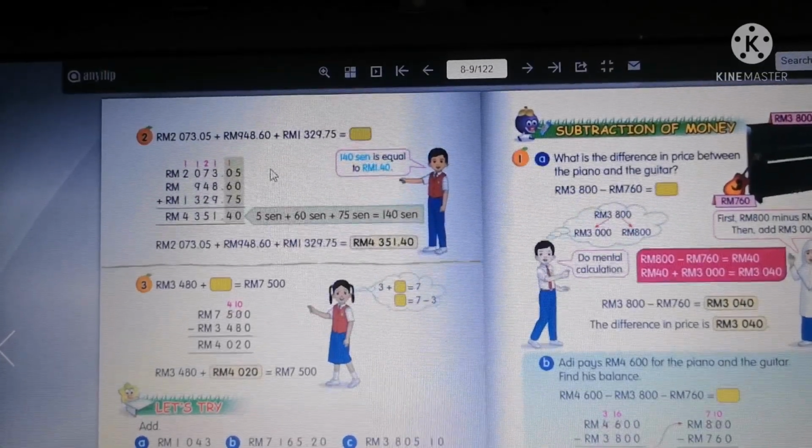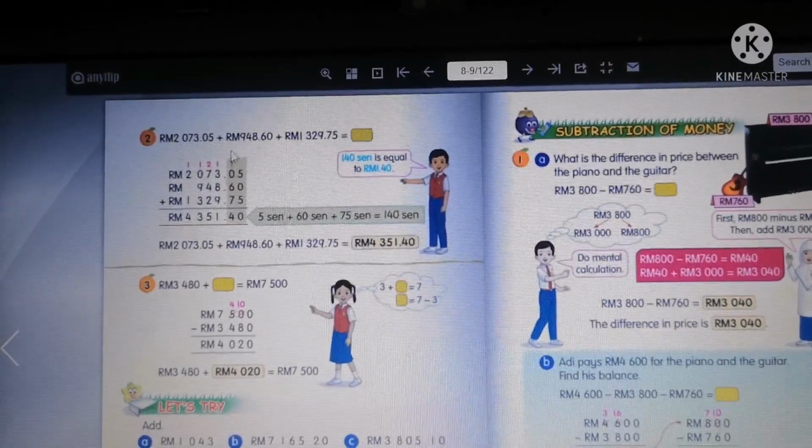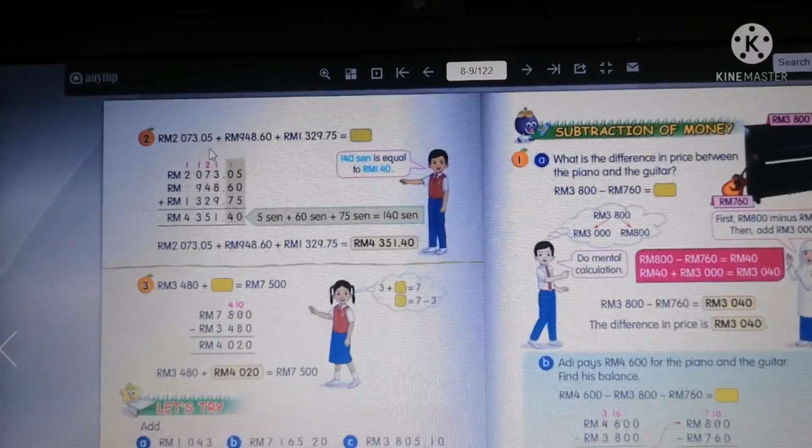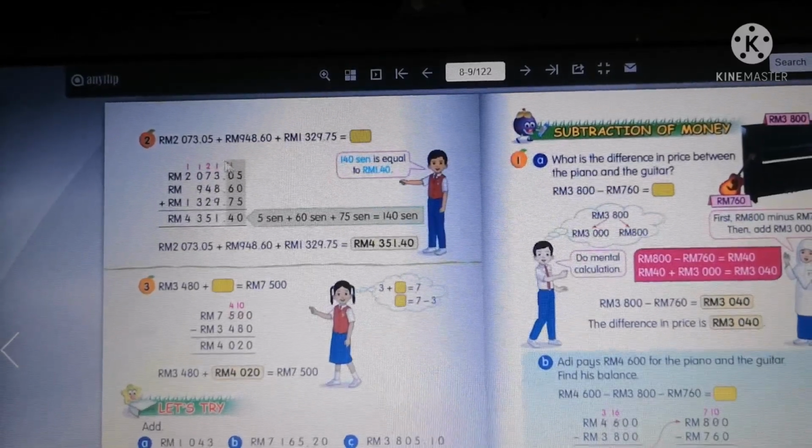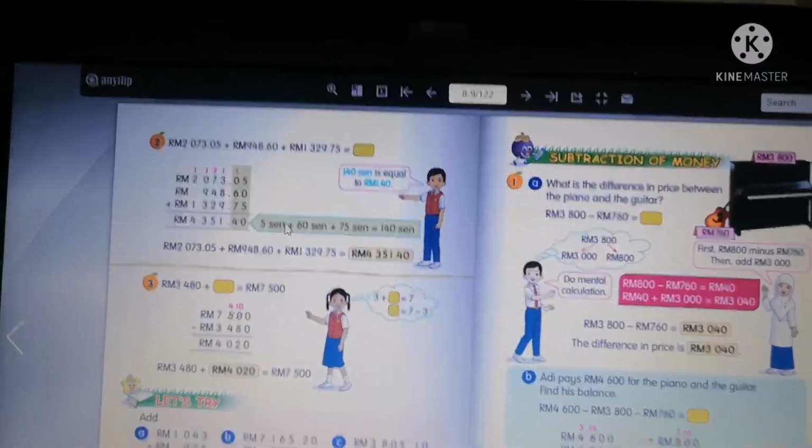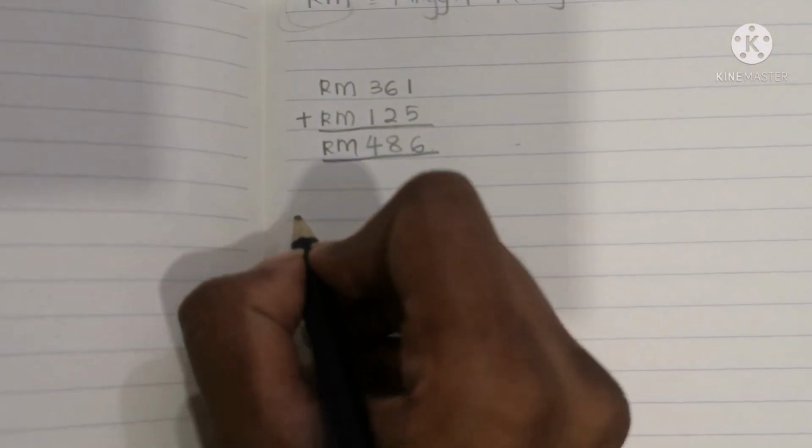Tadi kita buat tapi tak ada sign. Sekarang untuk soalan ni kita ada sign. So how to do it? I will show it to you here. Okay. So it's the second.